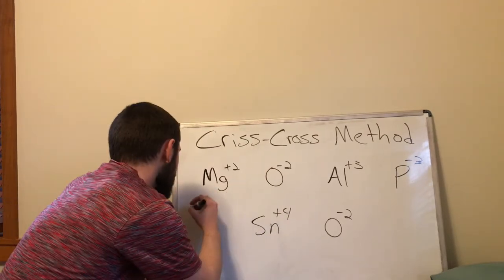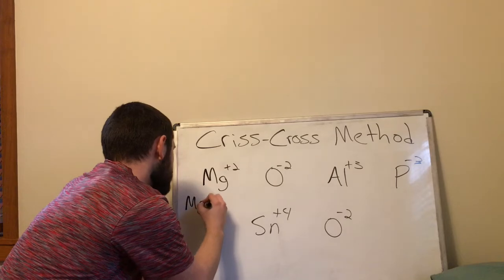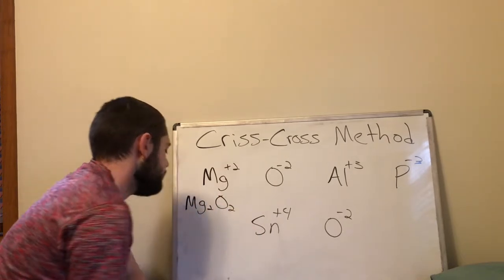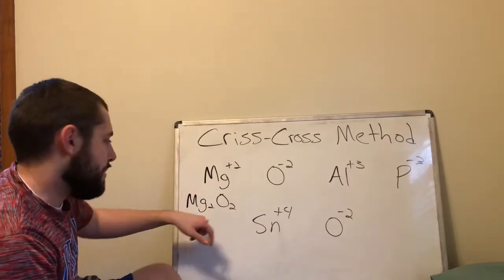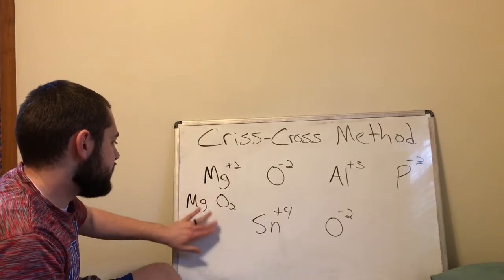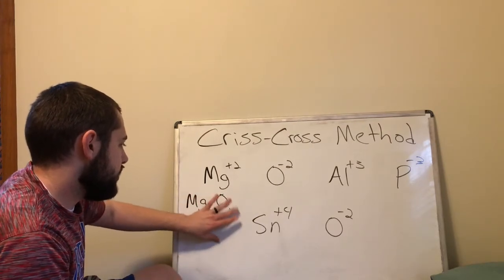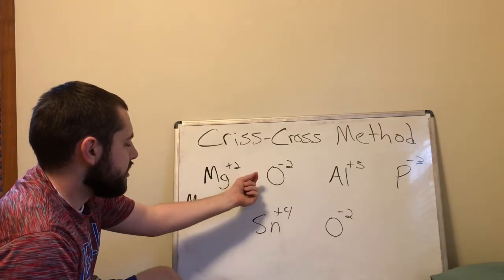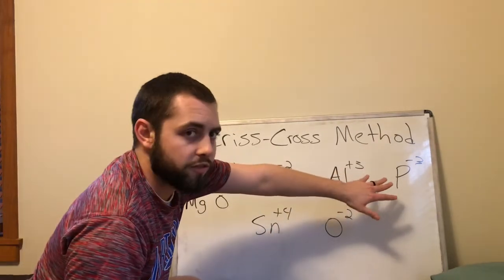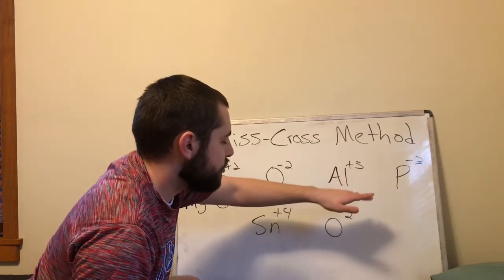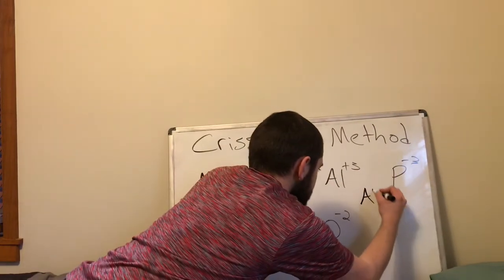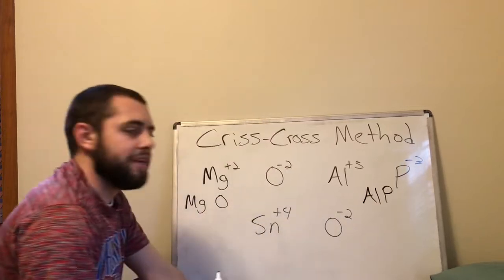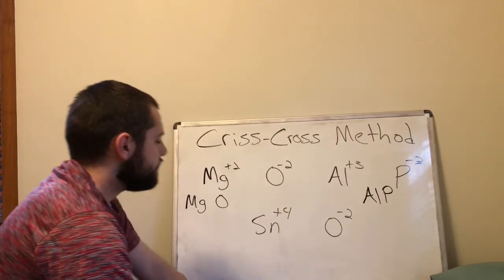If I tried to do that, I would end up with Mg2O2. But this is not magnesium oxide. Magnesium oxide is just going to be MgO. I don't need to do that crisscross. These charges already cancel. Similar argument over here. I don't need to say Al3P3. I can just say AlP, aluminum phosphide.